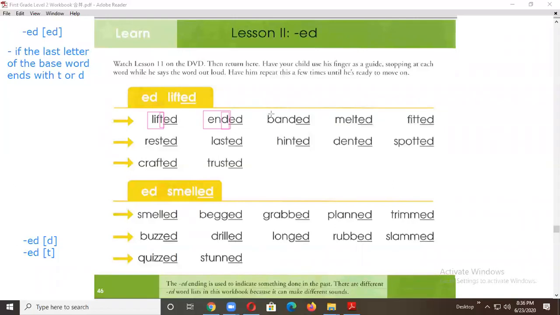Another one. The base word is band. Because the last letter of the word band is D, when you add ed, it becomes banded. That's just it. And the rest: melted, fitted, rested, lasted, hinted, dented, spotted, crafted, and trusted. So that's how it's pronounced. Now, I'm going to tell you the second one. Actually, I'm going to start with the third one because it's easier.